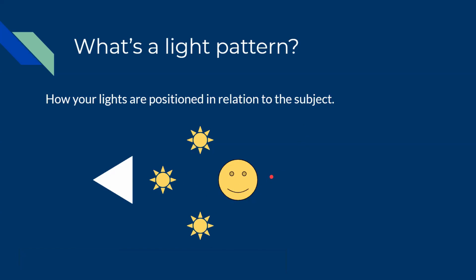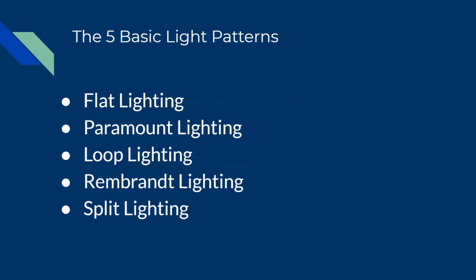There are literally hundreds of light patterns out there, maybe. I don't know how many there are exactly, but I do know that there are 5 basic ones, and that is what we're going to talk about this evening. We're going to talk about the 5 basic lighting patterns: flat lighting, paramount lighting, loop, Rembrandt, and split. So we're just going to go ahead and dive right into it.